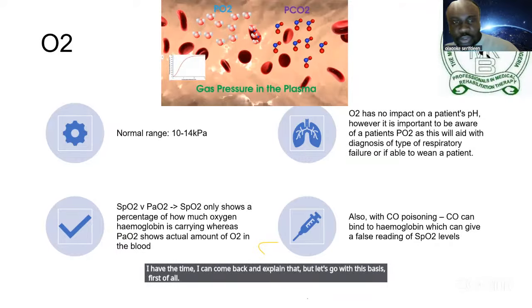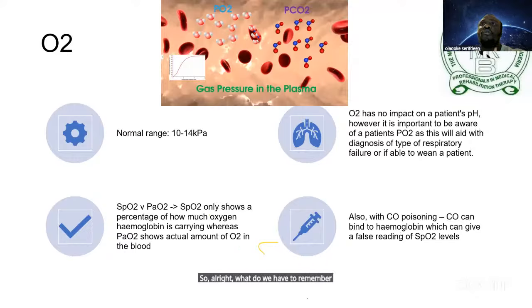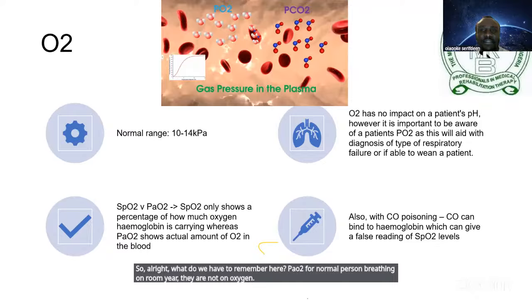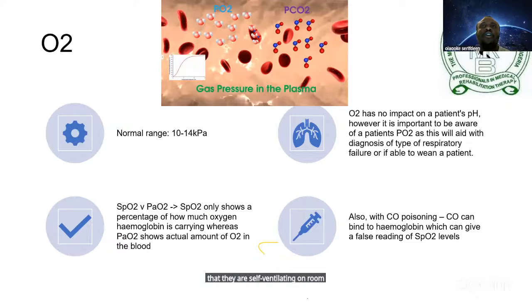So, all right, what do we have to remember here? PaO2 for a normal person breathing on room air, not on oxygen, self-ventilating on room air, should be between 10 and 14.